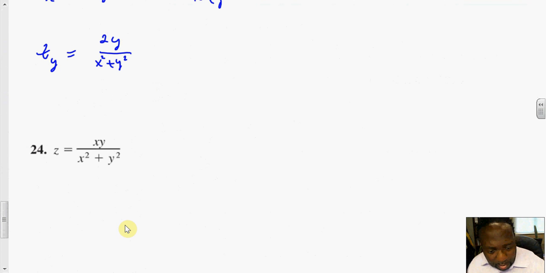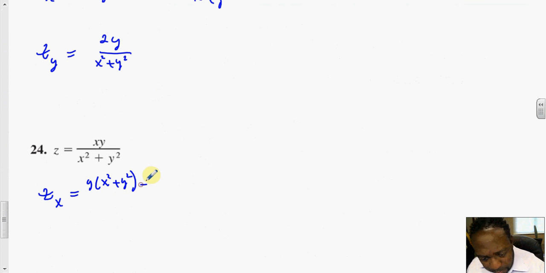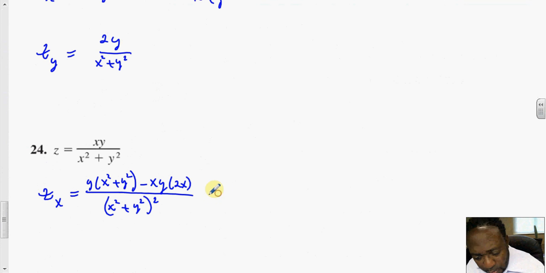This is a little bit more involved. So we take the partial of z with respect to x. We use the quotient rule. So the derivative of the numerator is going to be 1 times y times our denominator, minus the numerator times the derivative of the denominator with respect to x. So that's just times 2x. And that's all over x squared plus y squared, quantity squared.